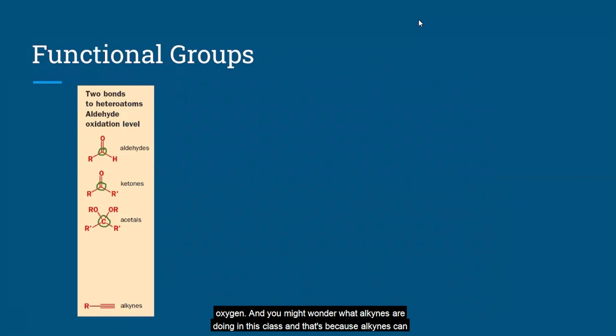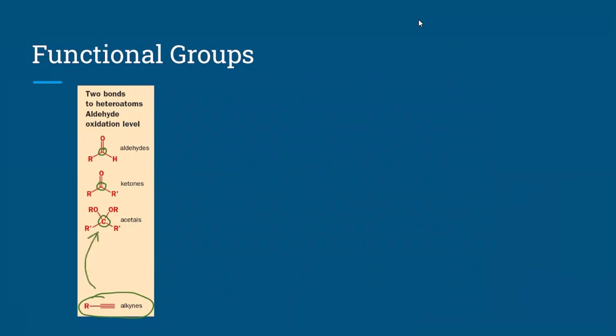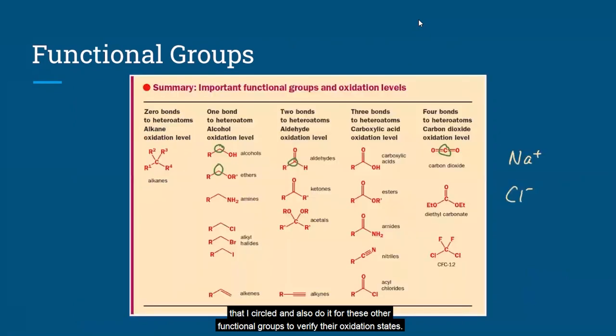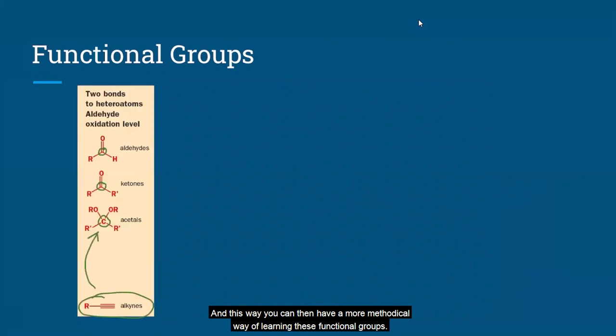And you might wonder what alkynes are doing in this class. And that is because alkynes can undergo reactions that do not involve oxidation or reduction to convert into these functional groups. So you can, as an exercise, try to calculate the oxidation state for these carbon atoms that I circled, and also do it for these other functional groups to verify their oxidation states. And this way, you can then have a more methodical way of learning these functional groups.